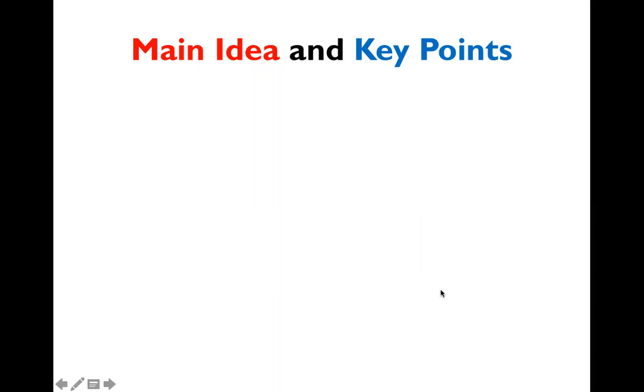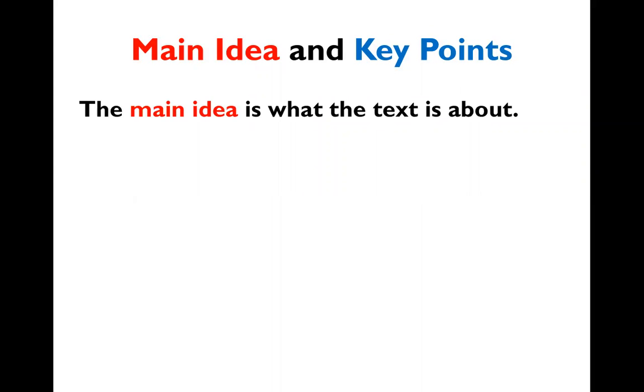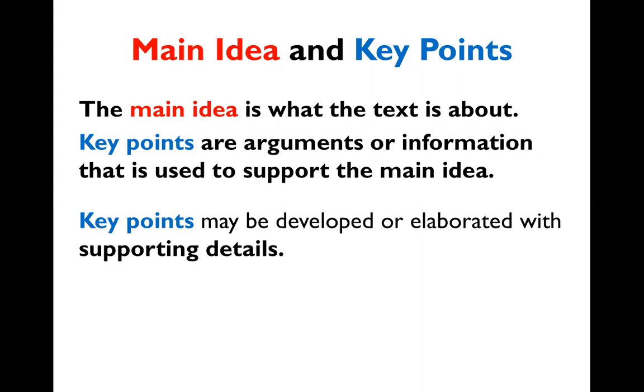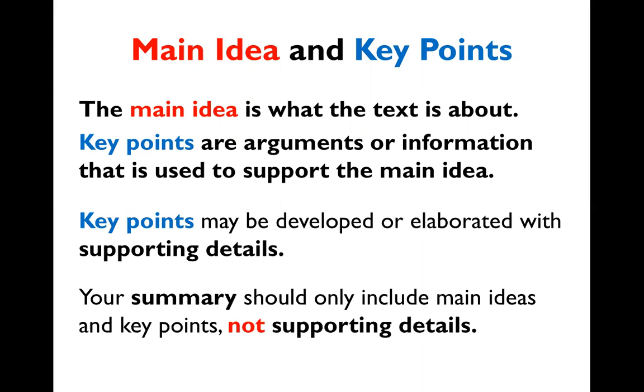Now, what are main idea and key points? The main idea is what the text is about. And key points are arguments or information that is used to support the main idea. Key points may be developed or elaborated with supporting details. Your summary should only include main ideas and key points, not supporting details.